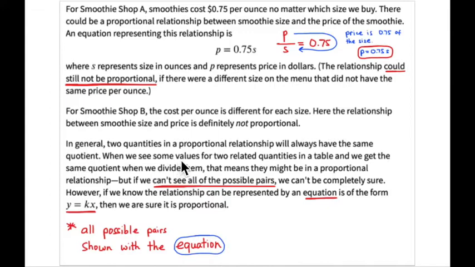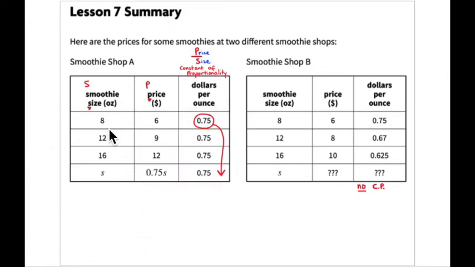And so what they say down here is that if two quantities are proportional, they will always have the same quotient. So when you divide, you always get the same answer, the same quotient, and that is a proportional relationship. And I'd like to look at that a little bit differently: if you double the X column, the size of the smoothie, then you're going to double whatever the values are in the Y column if it's a proportional relationship.